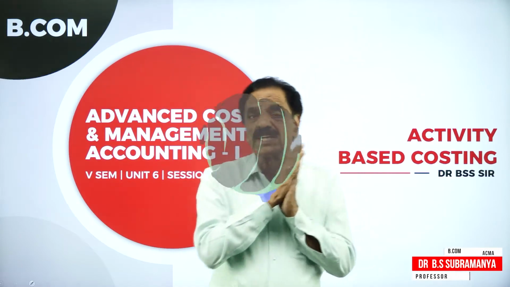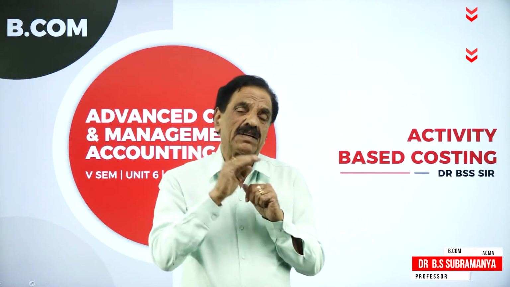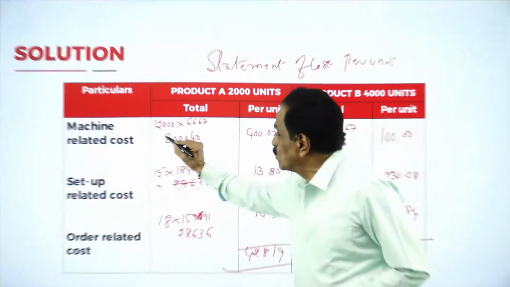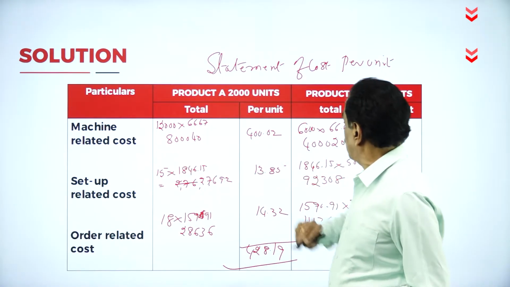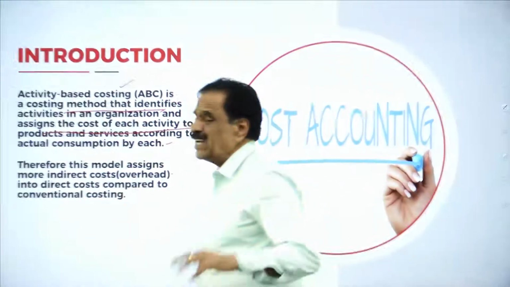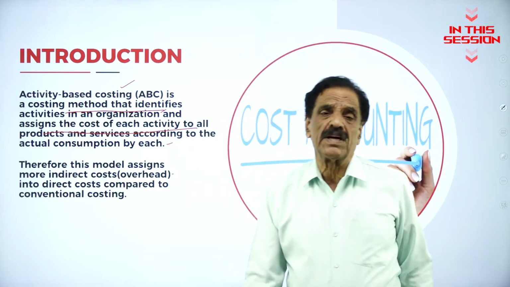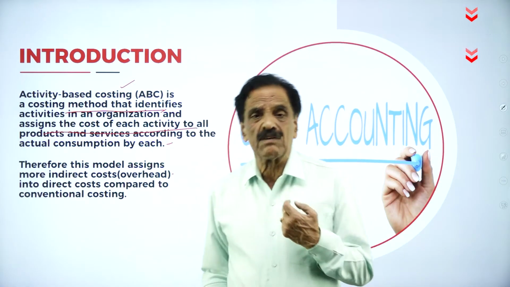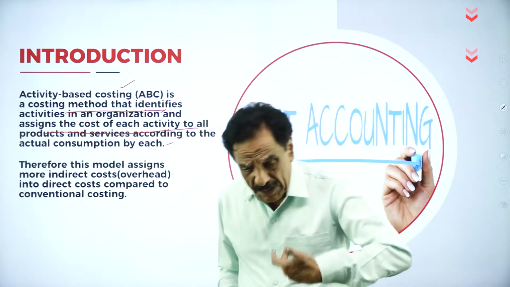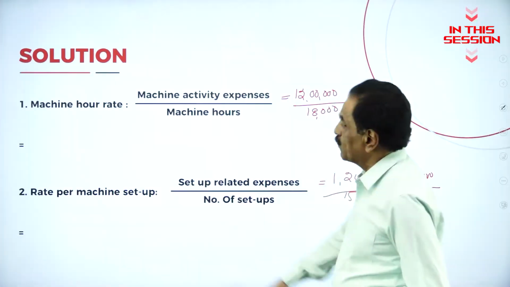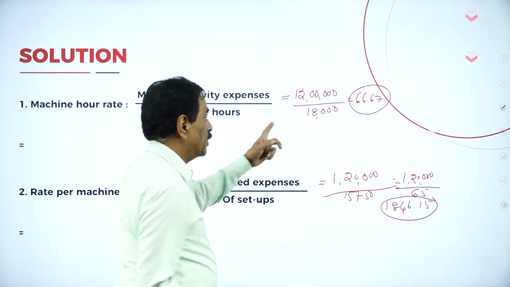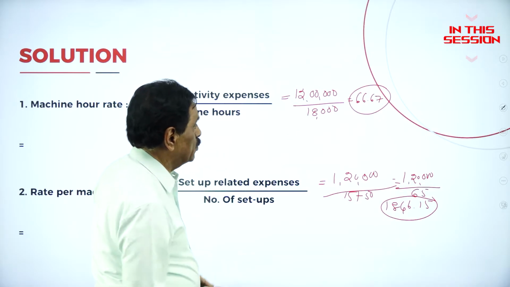So where we have, in the traditional method, indirect material, indirect labor, indirect expenses called the overhead. We say that 12,000 hours is 0.667. Here 6,000 will come divided by 2,000 units. Identify that. Which are the three activities to be identified? One is machine hour rate, machine related expenditure. One is setup related expenditure, and order related expense, three activities. We go with machine hour rate: machine activity expenses divided by machine hours. Totally it will work out to 12 lakh divided by 18,000 hours.